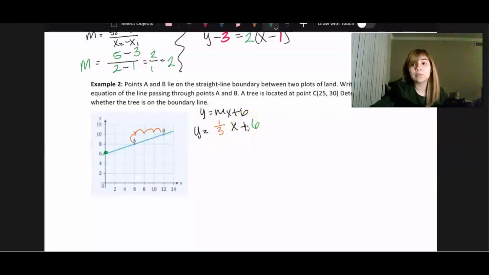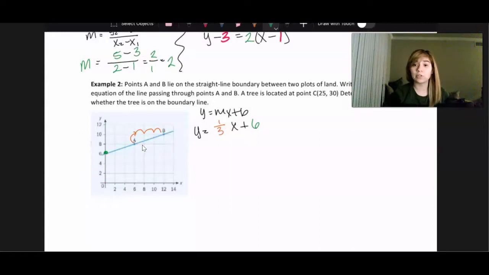Once again, you could have used point-slope form, figured out the coordinates of A and B. So A would have been (6, 8) and B would have been (12, 10), and then just algebraically figured out the slope from those 2 points, or just looked at the rise over run, and you would have had the equation. Whether you use this equation or this other equation, they'll still give the same answer. We need to figure out if point C lies on this boundary line.